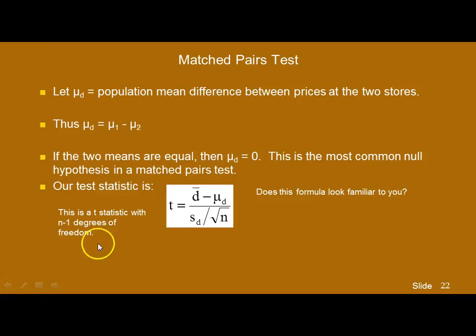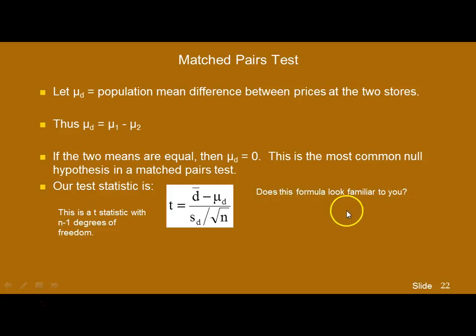Our test statistic, which should look a little familiar to you, is that you're going to take your sample mean d bar, you're going to subtract the hypothesized mean, which is usually 0, and divide by the standard deviation of the differences divided by the square root of n. Turns out that this is a t-statistic with n minus 1 degrees of freedom.